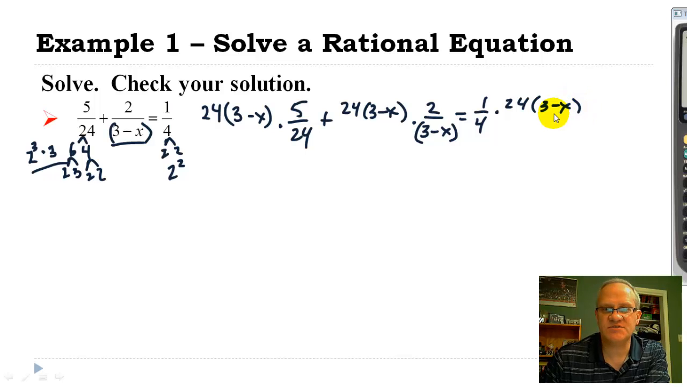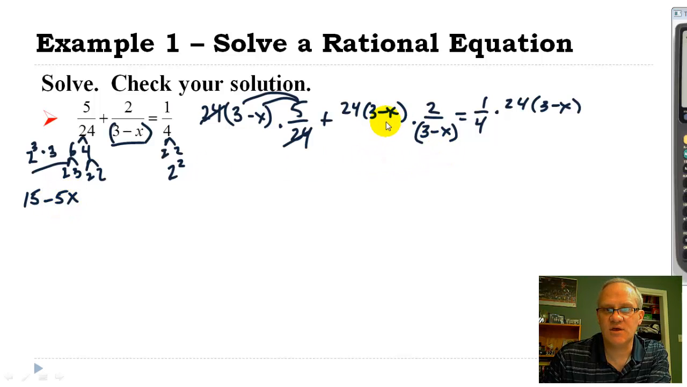So here's what happens now. I took each part. Here's the 5/24 from here, the 2 over 3 minus x is right here, and the 1/4 is right here. So I took each one and multiplied by this common denominator. And what's going to happen is it's going to cross out each one of these fractions. So this 24 will cross out that 24. What's left? This 5 times 3 minus x. I can distribute that, so that's going to be 15 minus 5x.